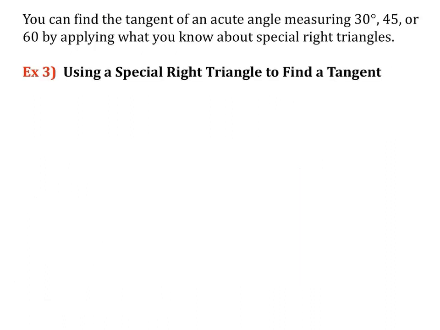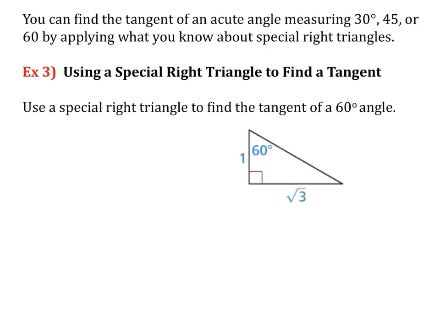All right, our next example. You can find the tangent of an acute angle measuring 30 degrees, 45 degrees, or 60 degrees by applying what you know about special right triangles. So let's use a special right triangle to find the tangent of a 60-degree angle. Well, let's just use a general 30-60-90 right triangle with shortest length being 1. Therefore, the longer leg would be square root of 3.